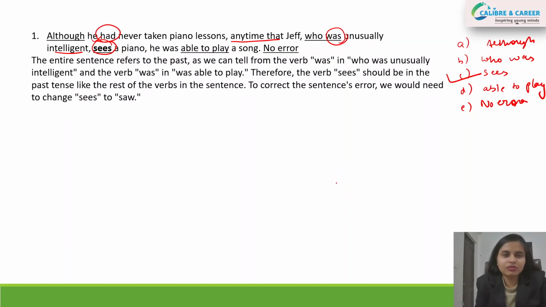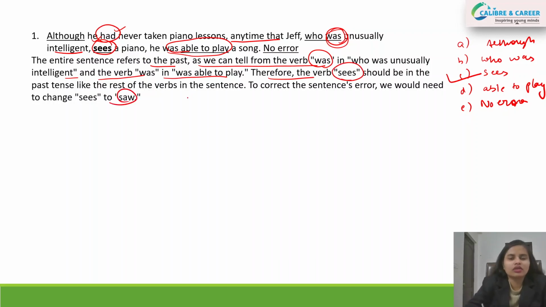Why is it correct? Because the sentence is in past, so you cannot use present. The entire sentence refers to past, and as we can tell, the verb was. If you cannot comprehend from this, you should see from here the event that refers to something that happened in the past. Who was unusually intelligent, and the verb was able to play. Here also was is given. So therefore the verb see should not be used, it should be saw. What is the second form of verb? That is saw. See, saw, seen. With your simple past, what do we use? Verb second form, so it will be saw.